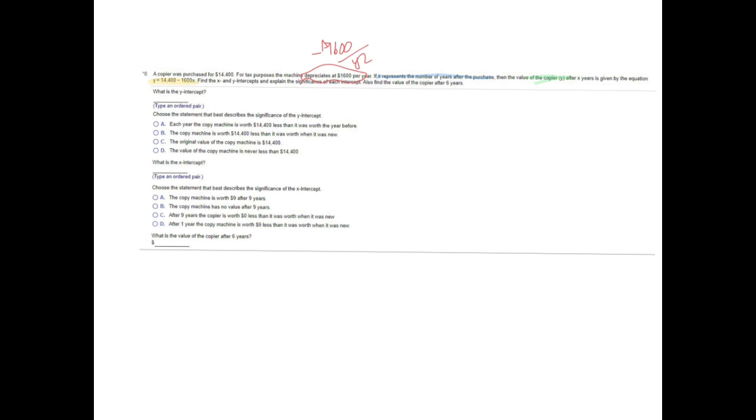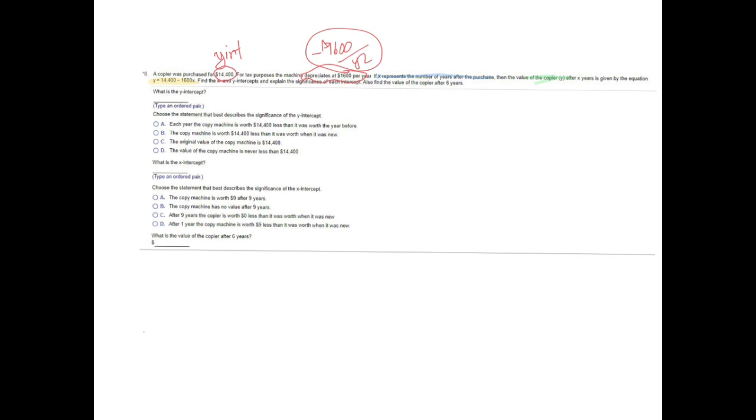14,400, which was our y-intercept, that is the value of the copier at the original time of purchase. And then we have our slope at $1,600 per year, and that's decreasing. So it's going to ask us what our y-intercept is and to write it as an ordered pair.